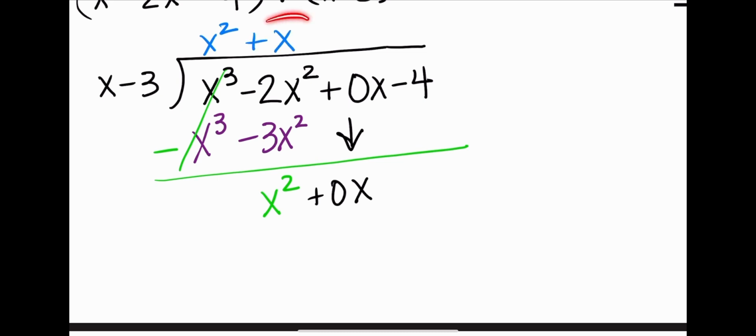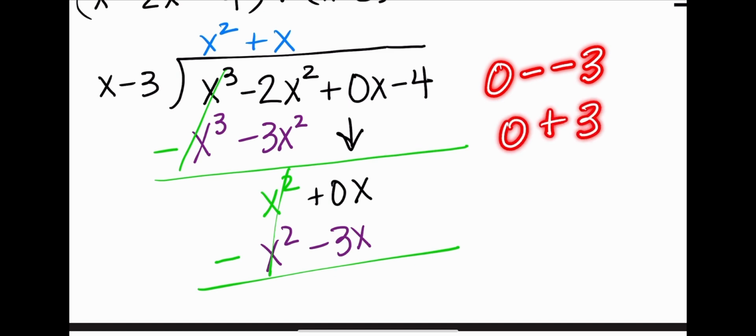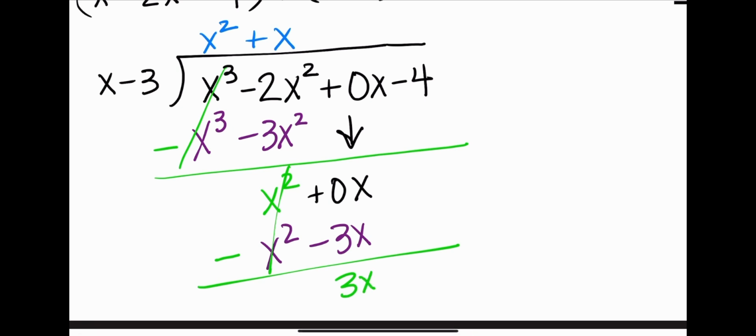Next step, multiply. X times x, and then x times negative 3. So x times x is x squared. And x times negative 3 is negative 3x. Next step, subtract. This will cancel out, so we have 0 minus negative 3. That is 0 plus 3. So we are getting 3x there. Subtracting is done, so bring down the minus 4.